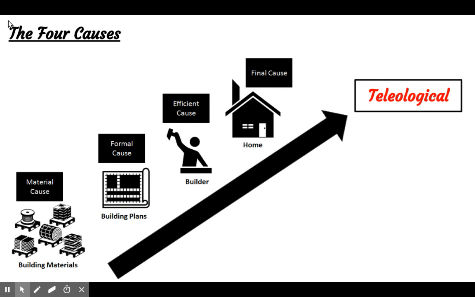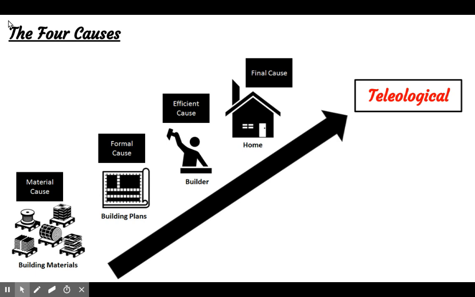However, if you just piled them up, you couldn't necessarily say that you had a house. Yes, you might have the components of a house or the raw materials, but you don't have a house. So there's something which needs to be done. The next thing is a formal cause. In this case, building plans. That's going to tell you how to use the particular materials and how you're going to construct the house.